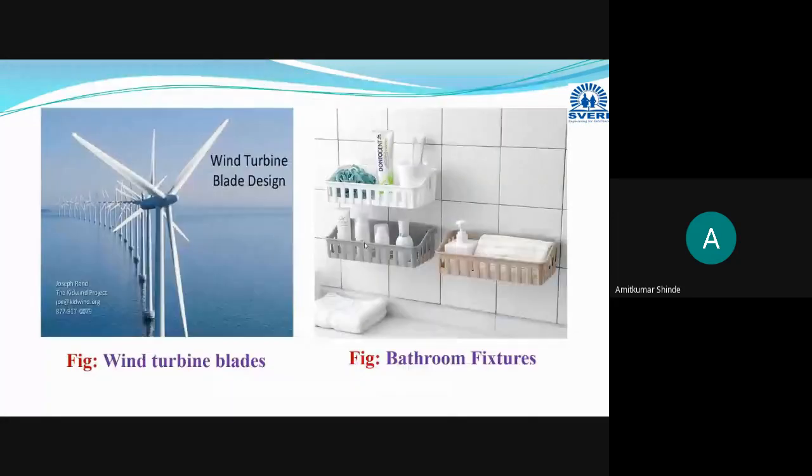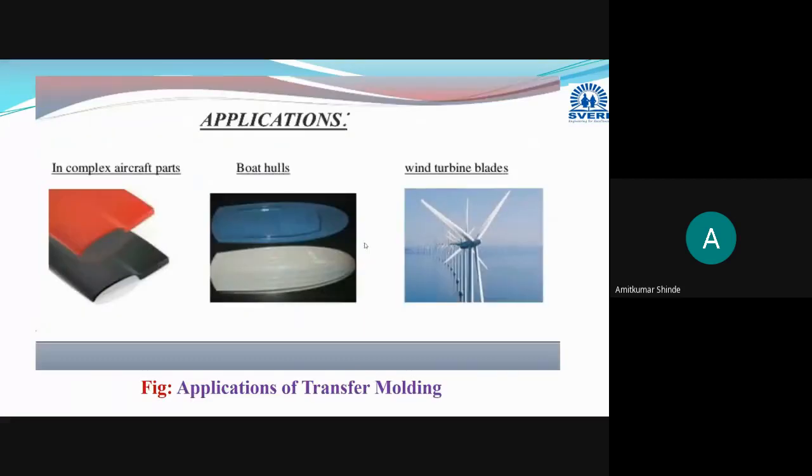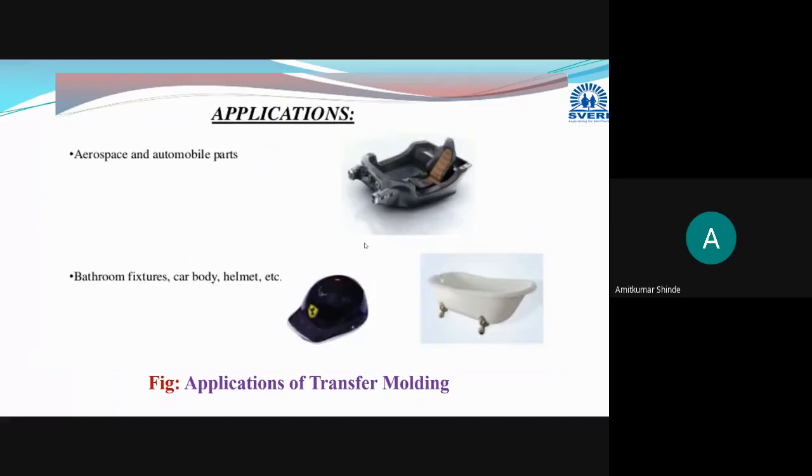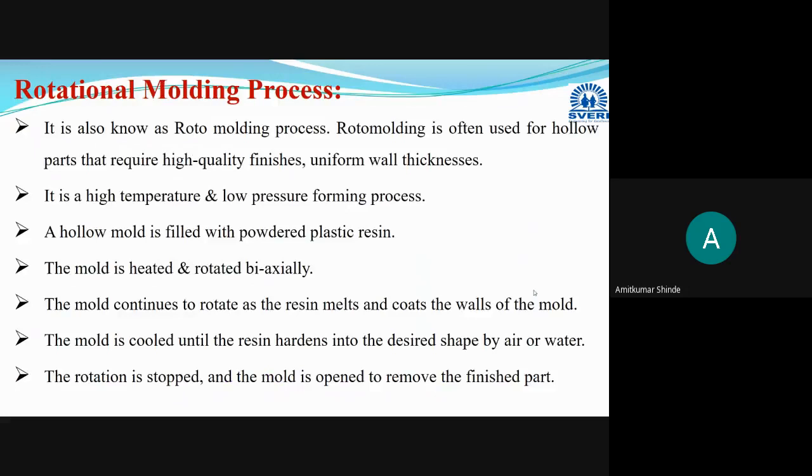Okay, these are a few applications: wind turbine blades, bathroom fixtures, aircraft parts, boat hulls, and then automobile parts, some helmets, bathroom fixtures. Okay, so after this, we will move towards the rotational molding process. If you have any query, you can ask me.